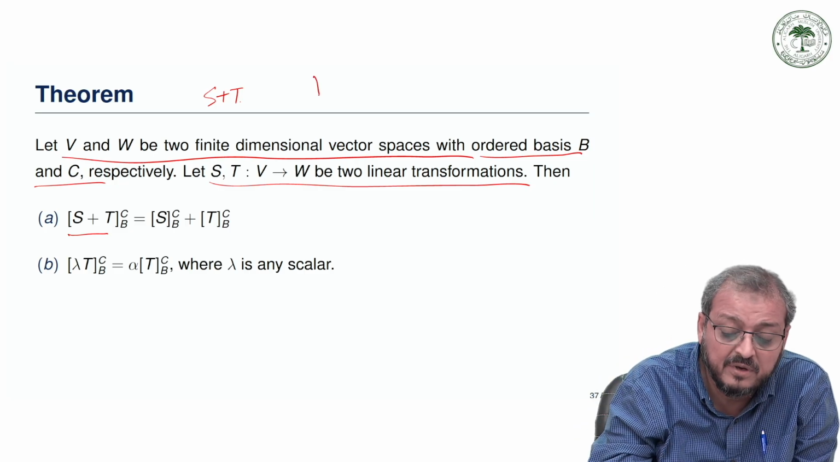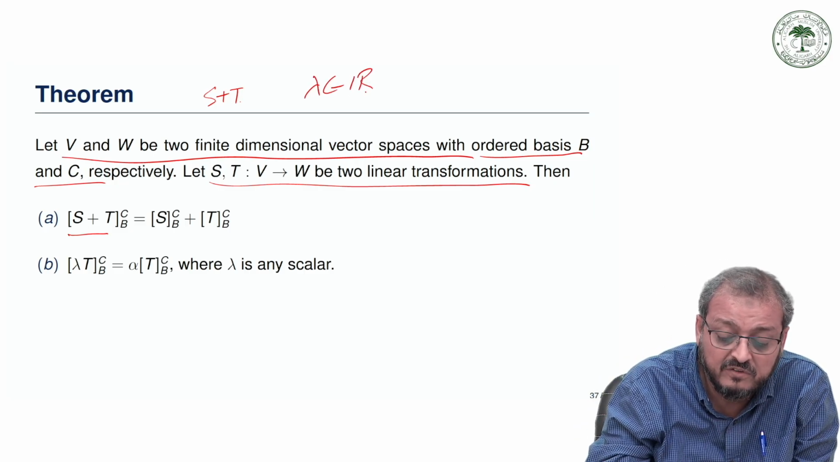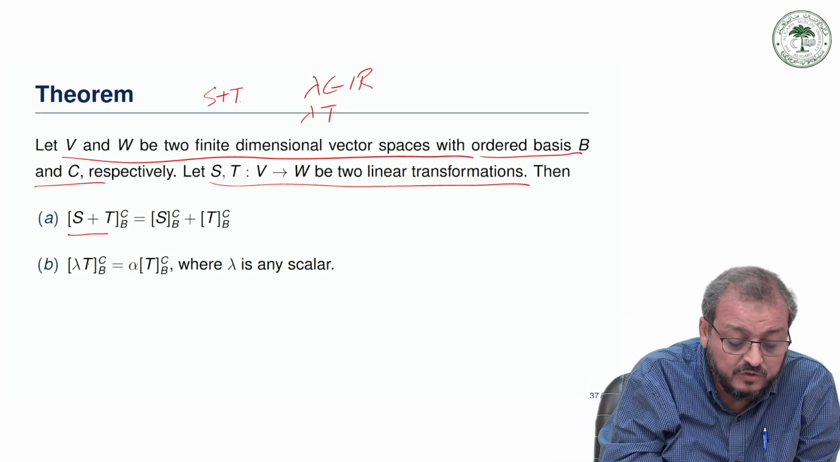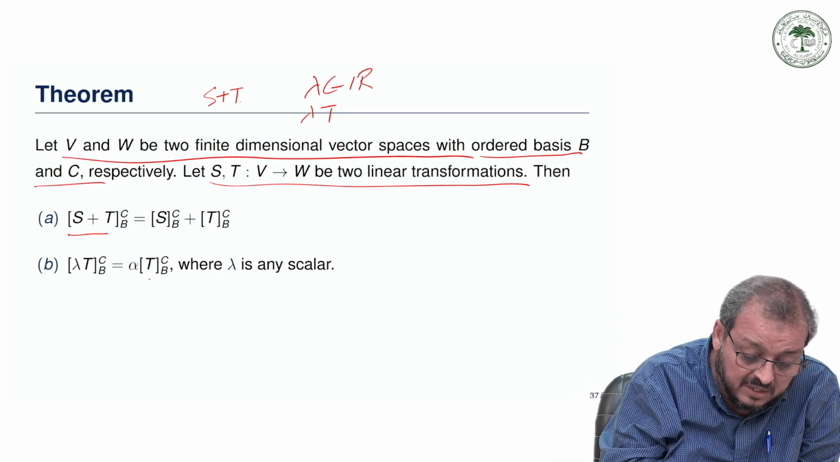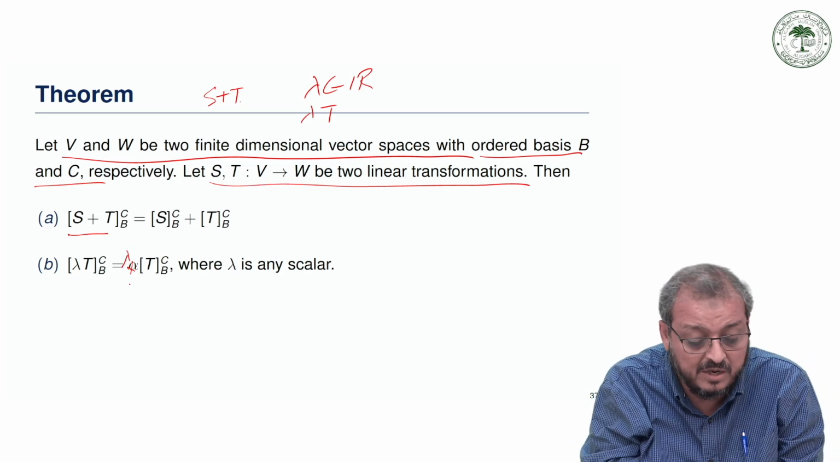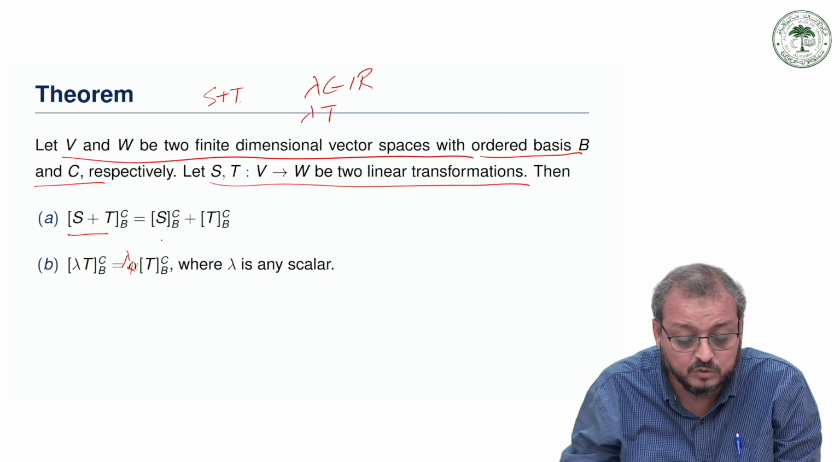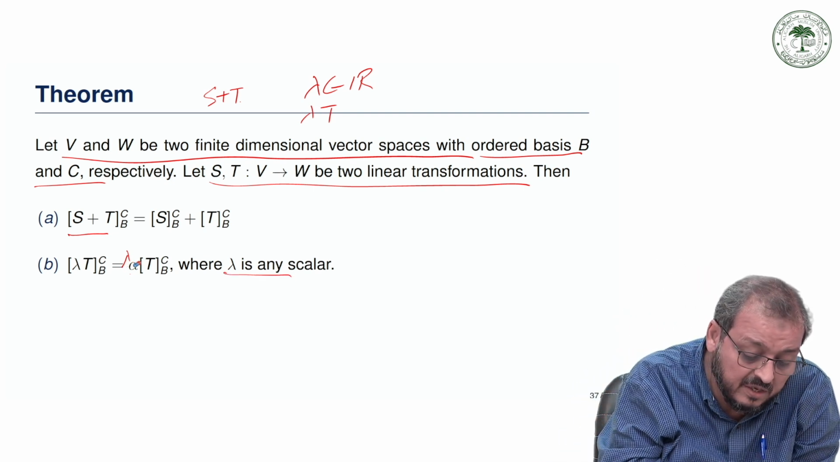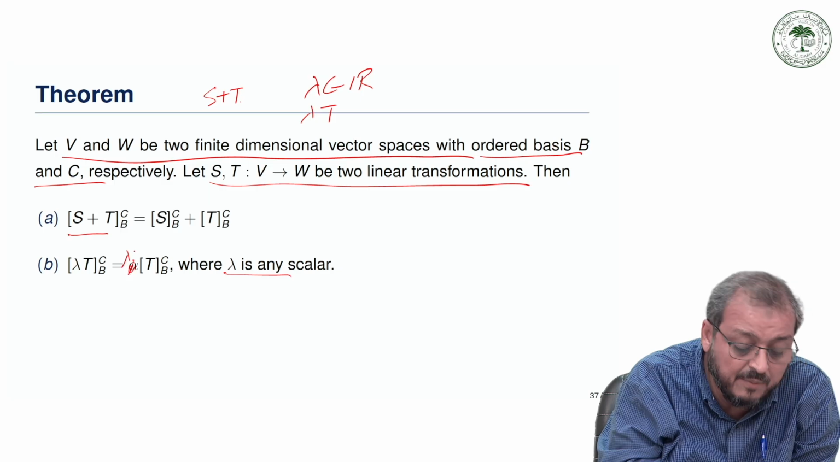Similarly, if lambda is any scalar, then lambda T is again a linear transformation. So here we also take a lambda. This is not alpha, this is lambda. So this means the matrix of lambda T from B to C is the same as lambda times the matrix of T from B to C, where lambda is any scalar. There is a mistake here, this is a lambda.